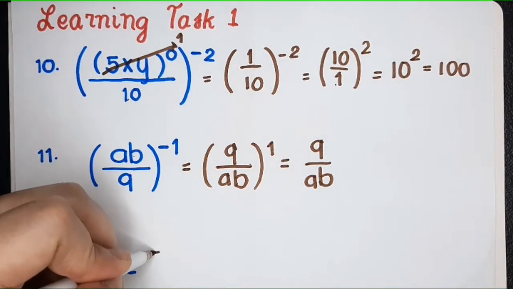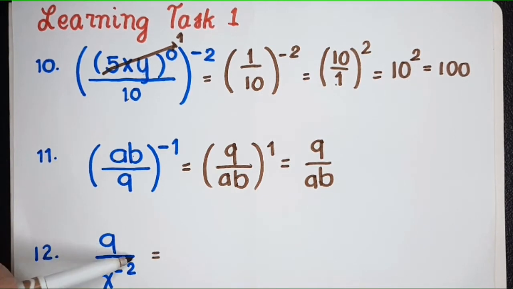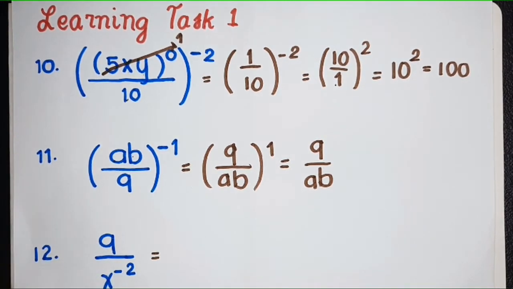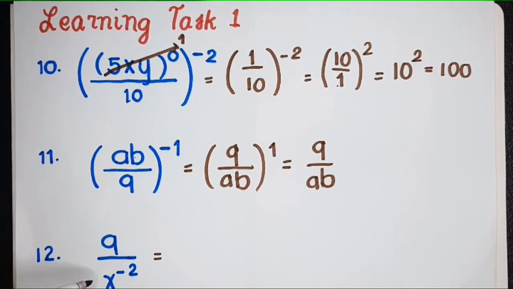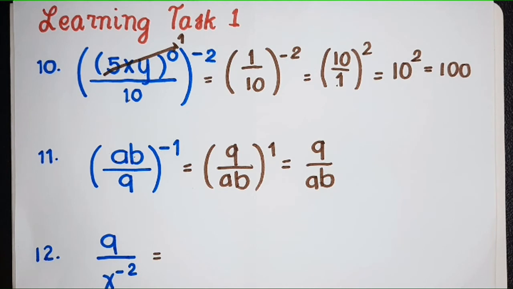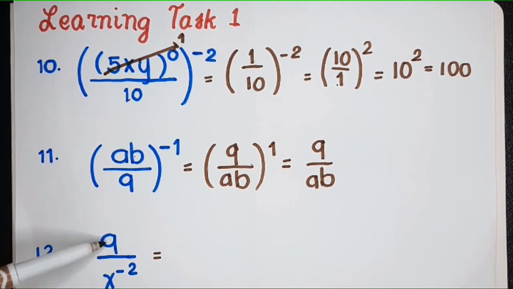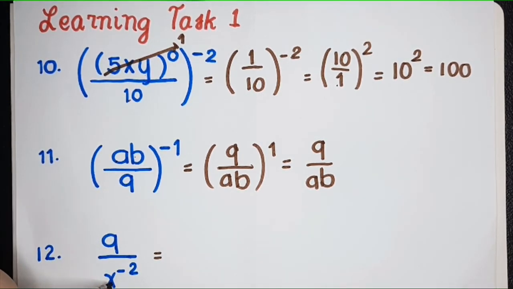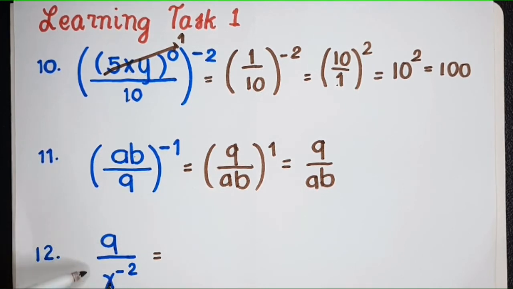Number 12. You have 9 over x raised to negative 2. Okay, so please be mindful, please be careful. Baka kasi i-switch nyo ang numerator and denominator dito. Hindi ganon. You don't switch the numerator and the denominator here. Why? Hindi naman kasi naka-raise sa negative exponent yung fraction. Sino lang yung naka-raise sa negative 2? Si x lang. So, hindi buong fraction ang naka-raise kay negative 2. So, you don't switch the numerator and the denominator.